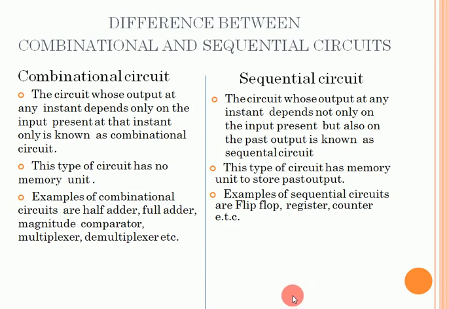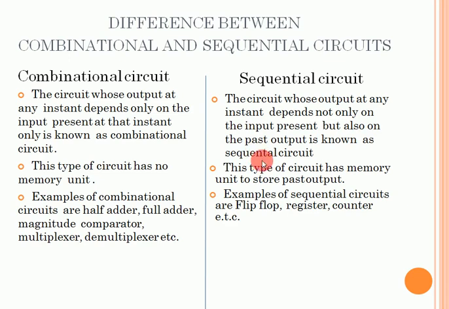Again, the combinational circuit has no memory unit, because the output will depend only on the present input. There will be no need of a memory unit, basically, because the output of the combinational circuit will not depend upon the previous output.